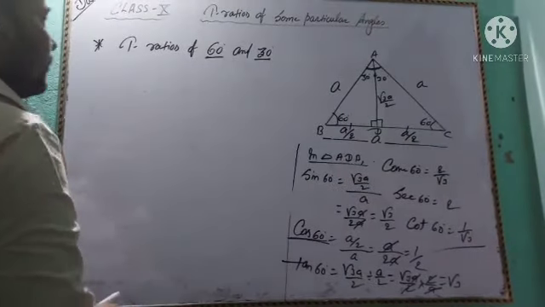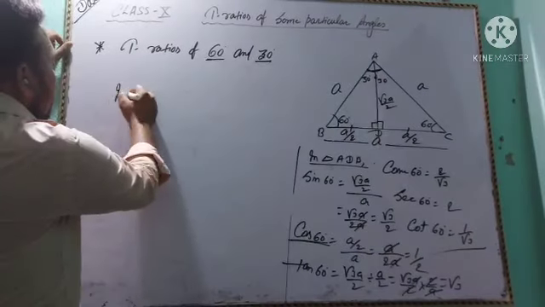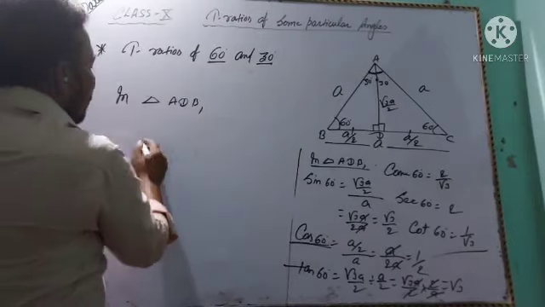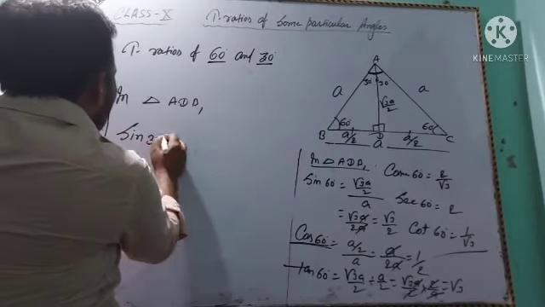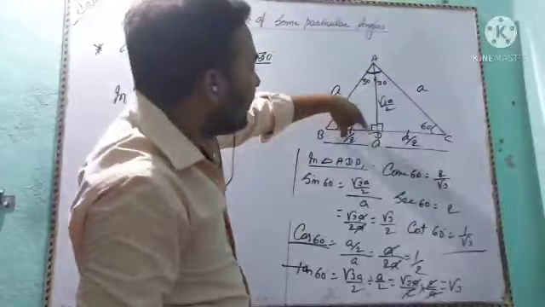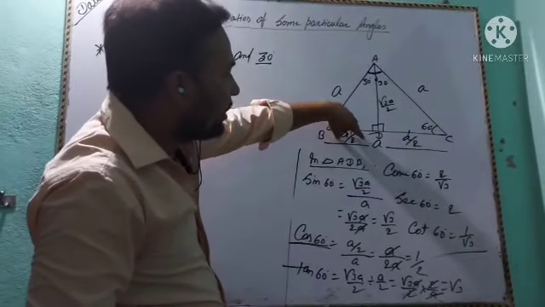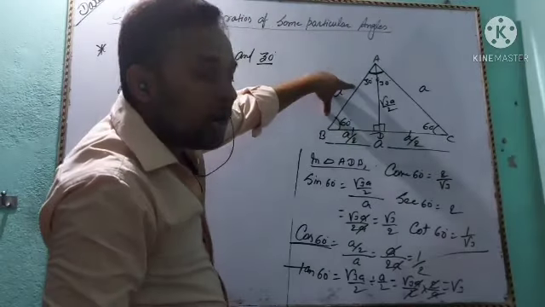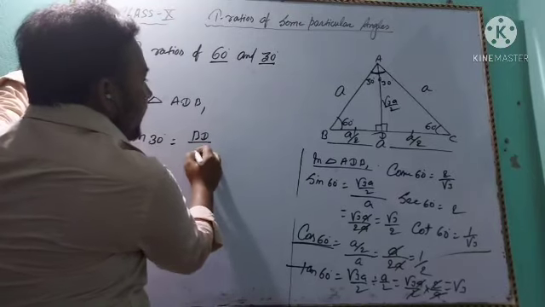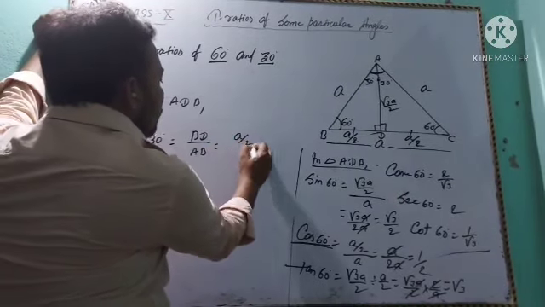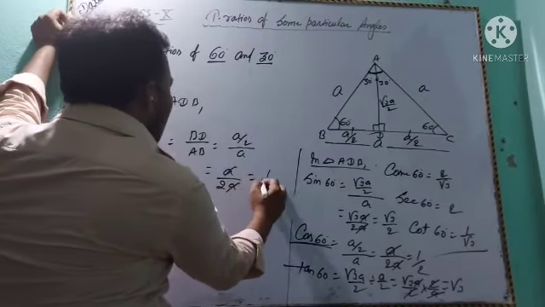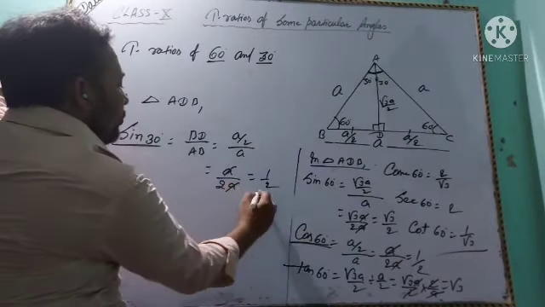Okay, and next is the T ratios of 30 degrees. So students, in triangle ADB, find sin 30 degree. For this acute angle, the opposite side of 30 degree is BD. So BD is the perpendicular, AD is the base and AB is the hypotenuse. So sin 30 degree is perpendicular BD by AB. BD is equal to a by 2 and AB is equal to a. So that is a by 2a, a is cancelled, that is 1 by 2. So the value of sin 30 degree is 1 by 2.